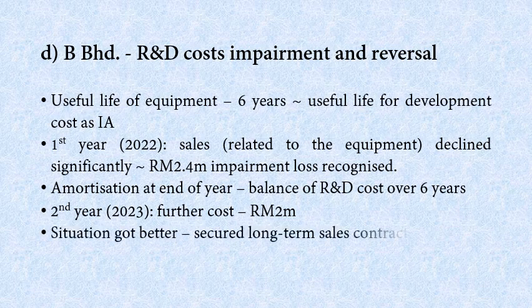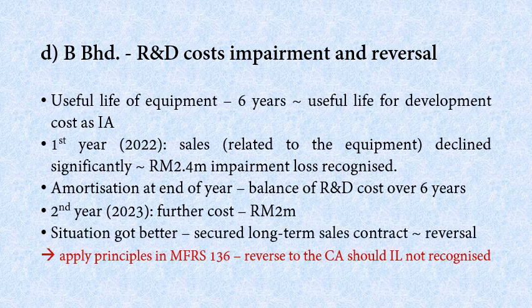And in the same year, the situation got better for the firm, where it has secured a long-term sales contract. This means the firm need not worry about the sales of its products anymore, and income is guaranteed. It also means that the situation where impairment is called for no longer exists. Therefore, the firm could do a reversal of impairment. Our challenge now is to determine the carrying amount without impairment loss and the amount required to do the necessary reversal.